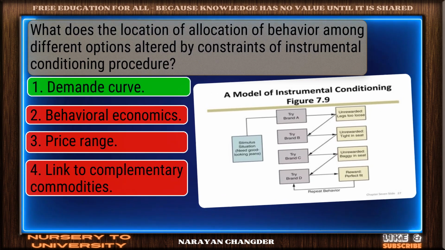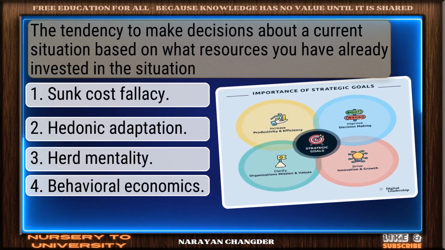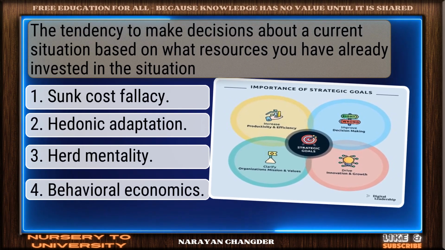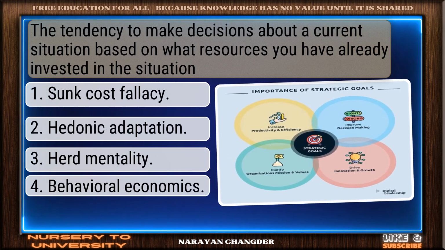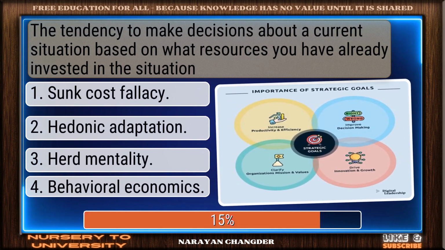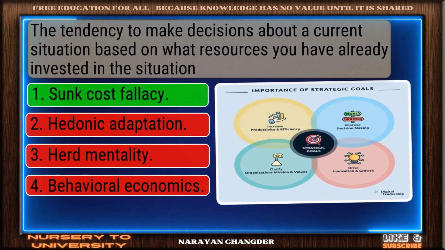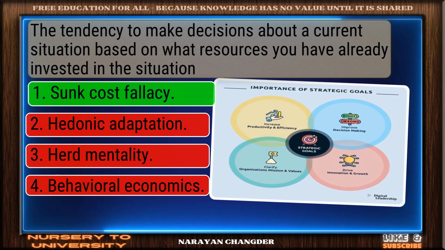Great job. Demand curve is the accurate answer. The tendency to make decisions about a current situation based on what resources you have already invested in the situation. Good job. Your answer sunk cost fallacy works well here.